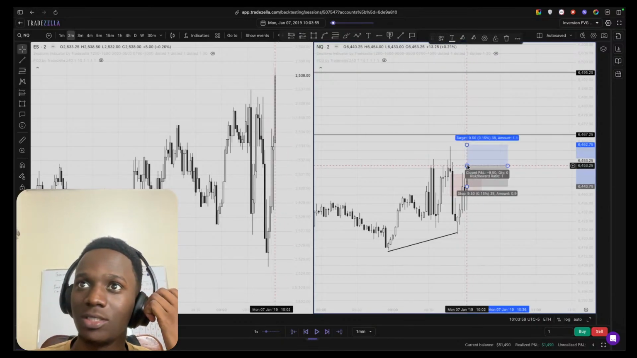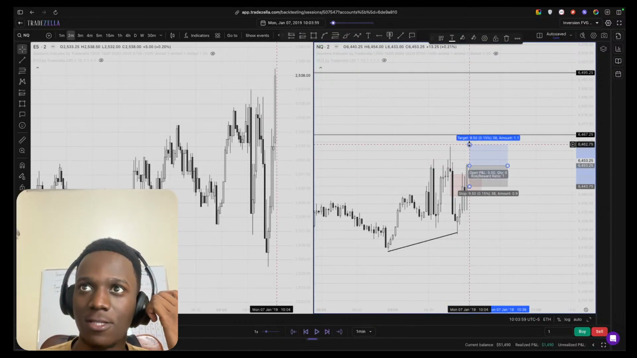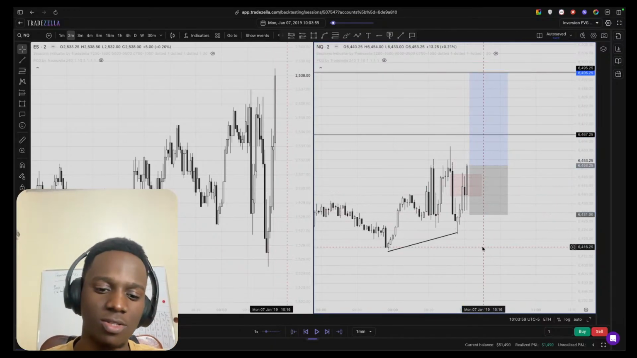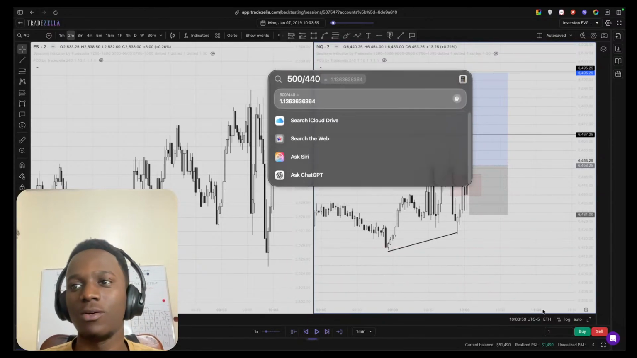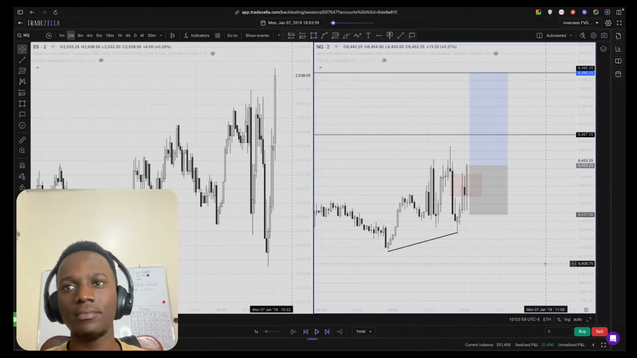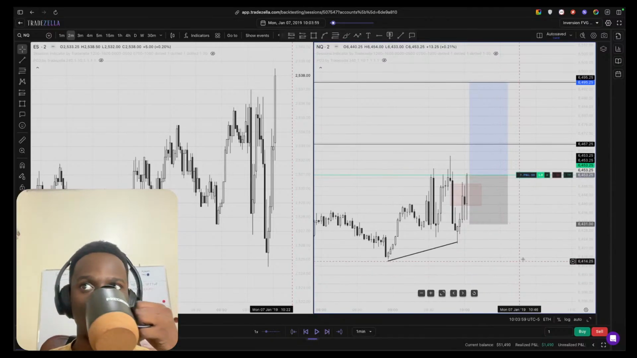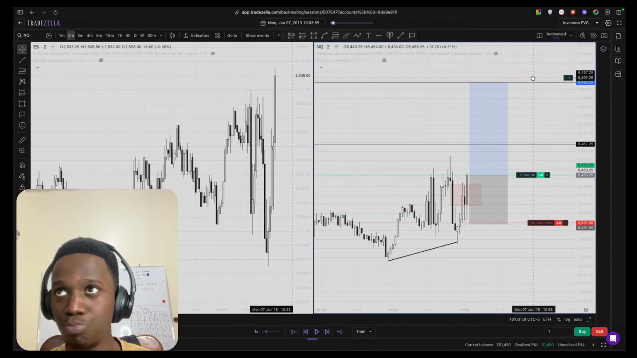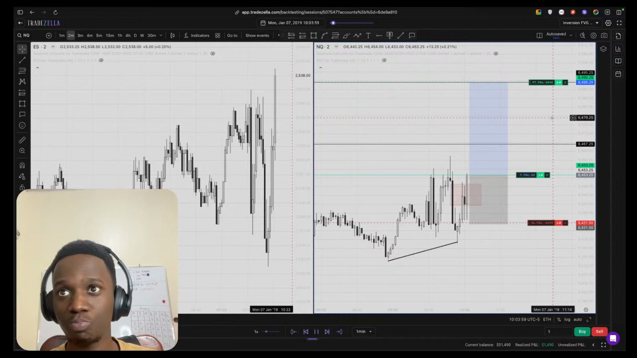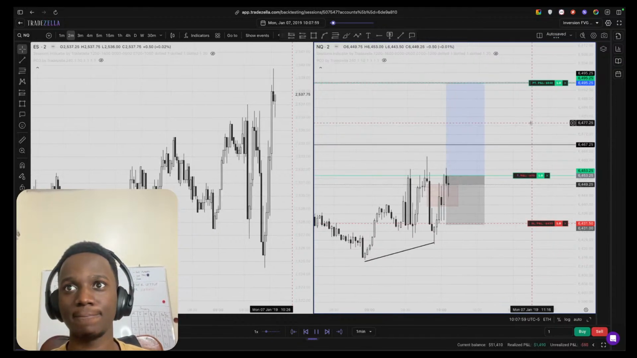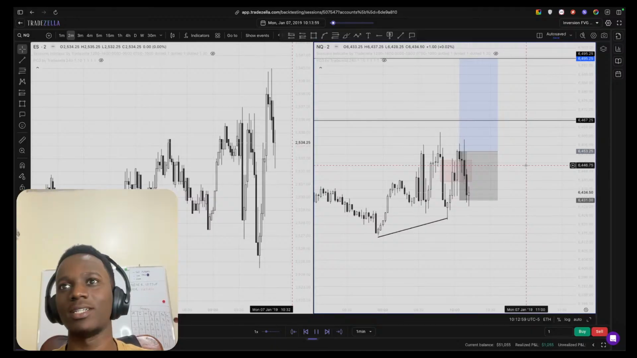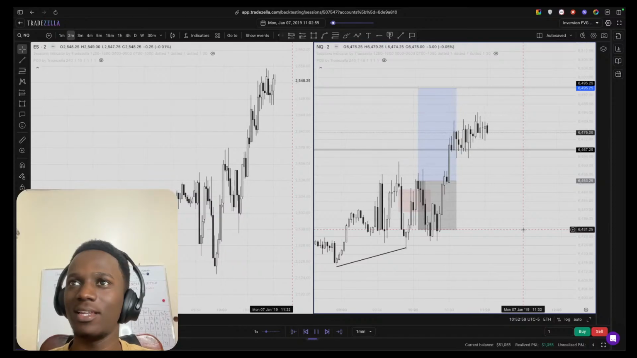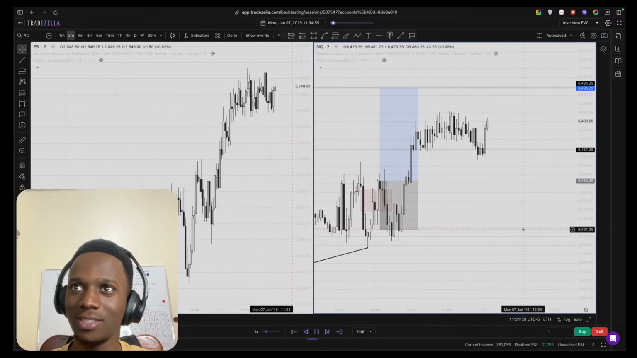Now longs could be something like this, targeting 42 points, risking 22 points. That's 500 over 440. 1 micro again. Now we wait. And then it gets stopped out again. I mean, this is a very crazy seek and destroy. And right after getting stopped out, price heads to target.